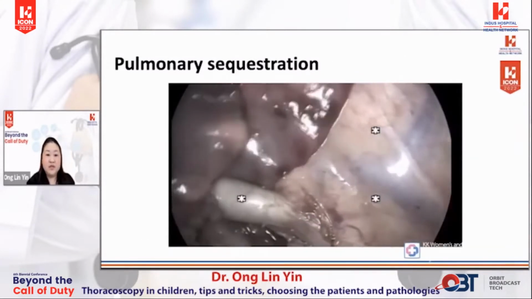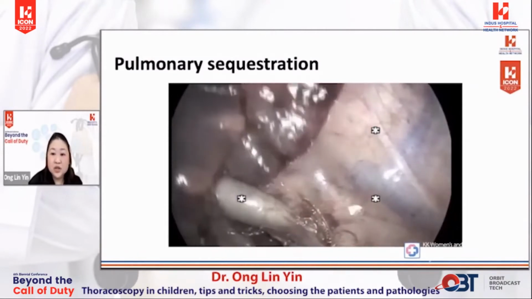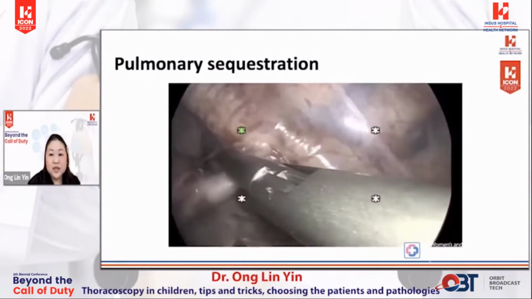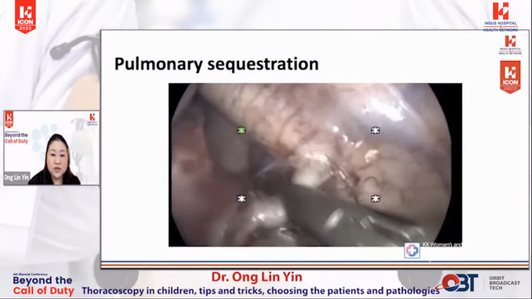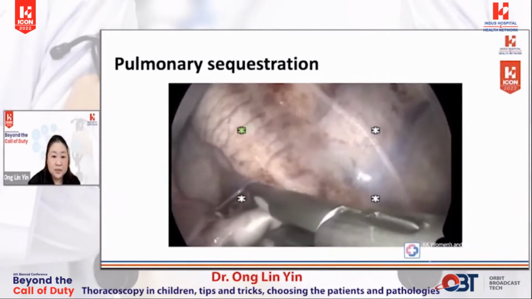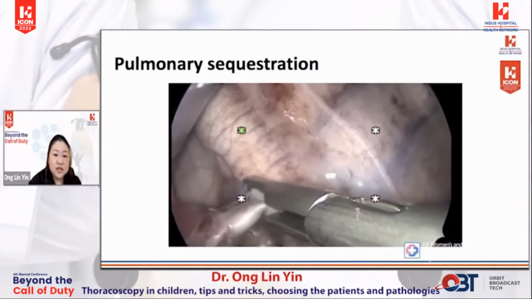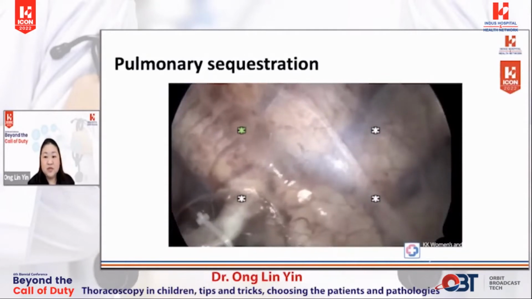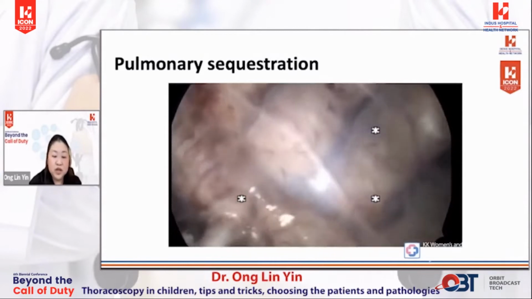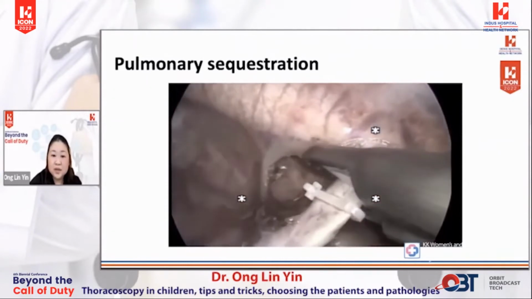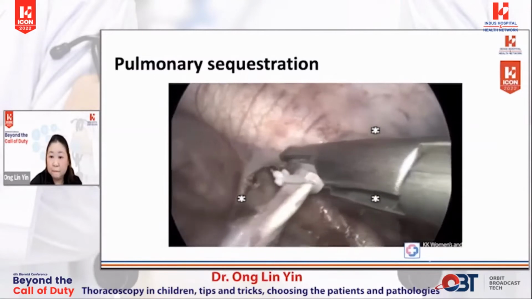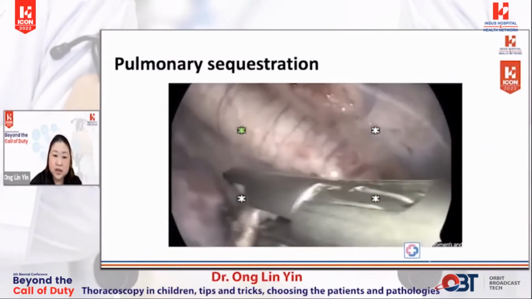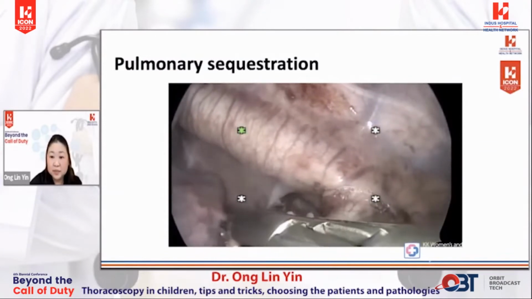In this video, we can see the evidence of the sequestration. On introduction of the scope, the simple dissection confirms what we know from the CT scan that the feeding vessel originates from the thoracic aorta. It's important to dissect an adequate length of the vessel for a safe division, and that also prevents retraction of the vessel subsequently. In this case, we are also using Hem-o-lok clips. But this vessel can be managed either with Hem-o-loks, ligatures, or even a staple device.